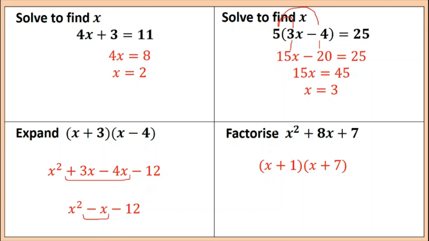And the final one, we're factorizing, so we need 2 numbers that multiply to give 7, but add to give 8. Now 7 is a very handy number to have because it's prime, which means the only factors of 7 are 1 and 7, which does limit the options on that question.